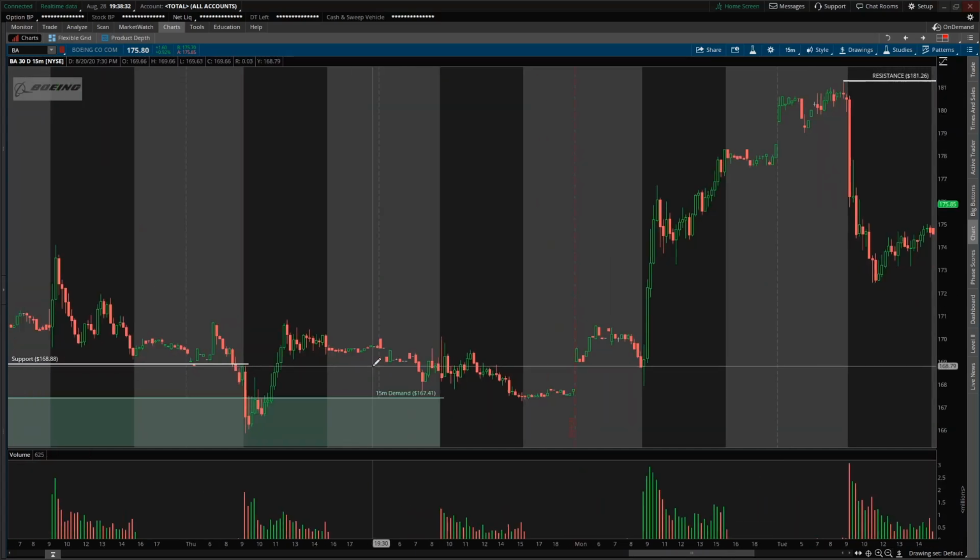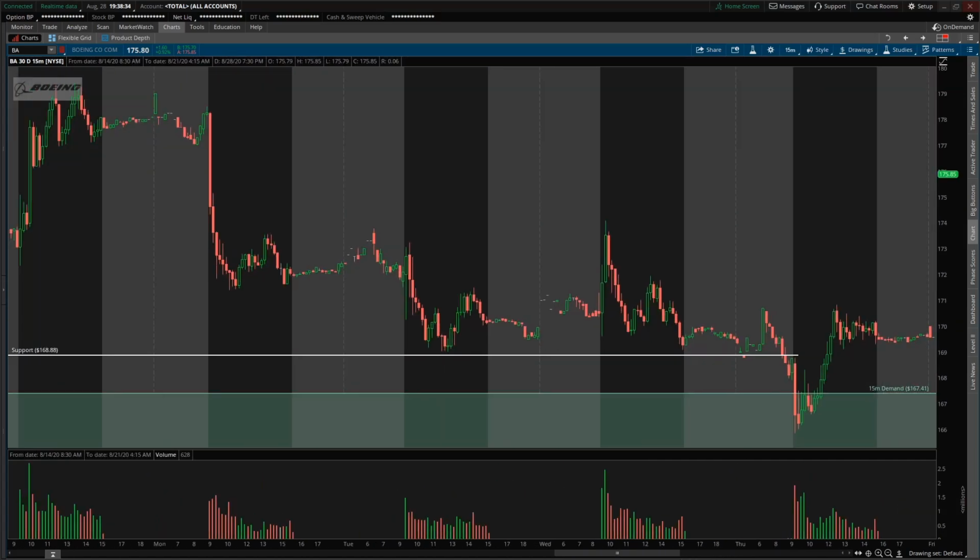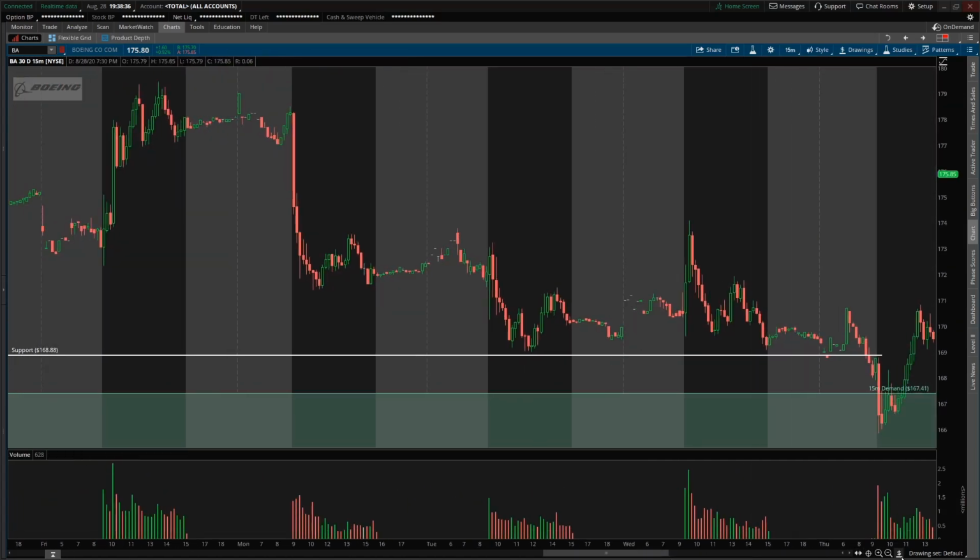So this is a 15-minute demand zone. And like I said, you can see different stories on different time frames.